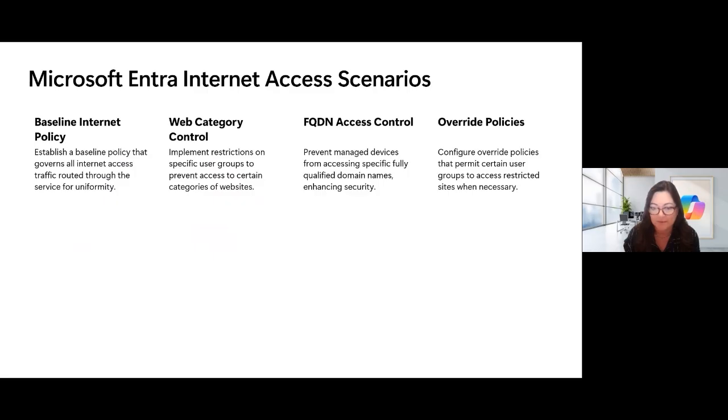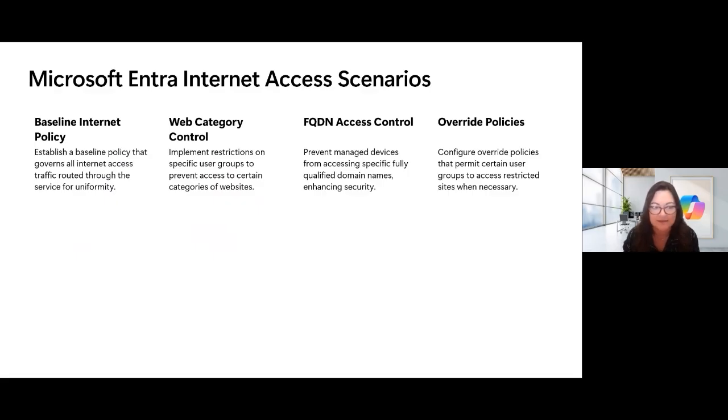Maybe you need to configure web category filtering controls on social media sites or alcohol and tobacco websites. Maybe you want to control specific access to FQDNs. You can do that too. And then you can also create security policies that enable you to stack these together.